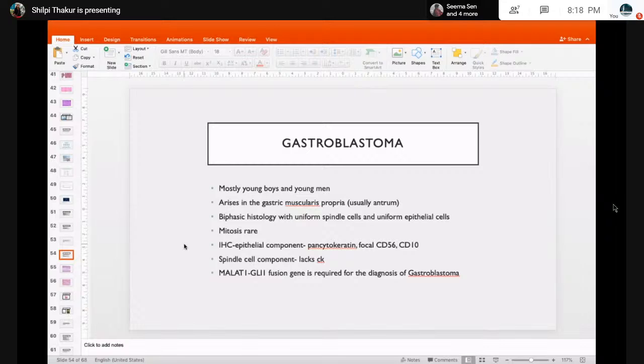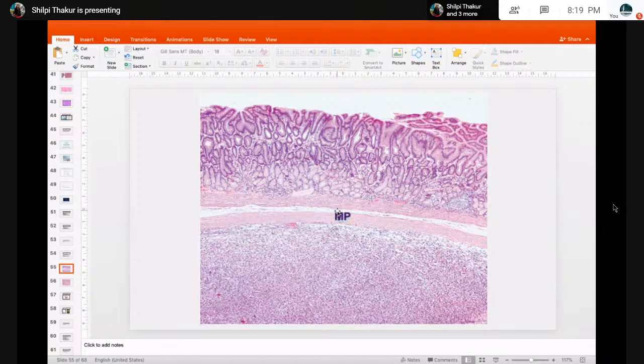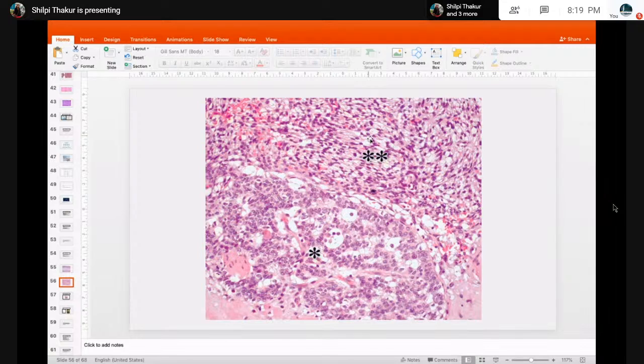Based on IHC, the epithelial component would be positive for pancytokeratin, and it can show focal CD56 and CD10 positivity. The spindle cell component will lack cytokeratin positivity. The only diagnostic feature is the presence of the MALAT1-GLI1 gene fusion, which is required for the diagnosis of gastroblastoma. Here we can see that it is arising from the muscularis propria. The mucosal epithelium is all right, without any dysplasia. Here we can see the spindle cell component, and here the epithelial component arranged in glands.